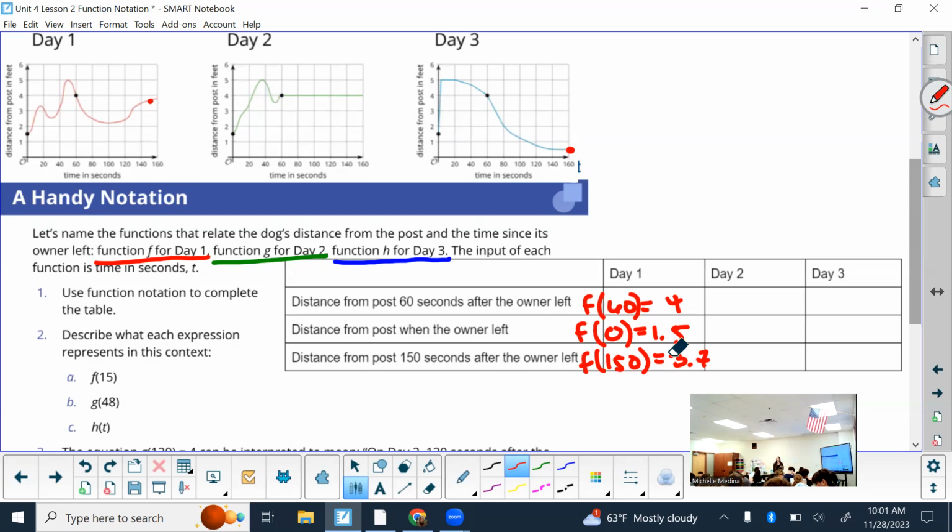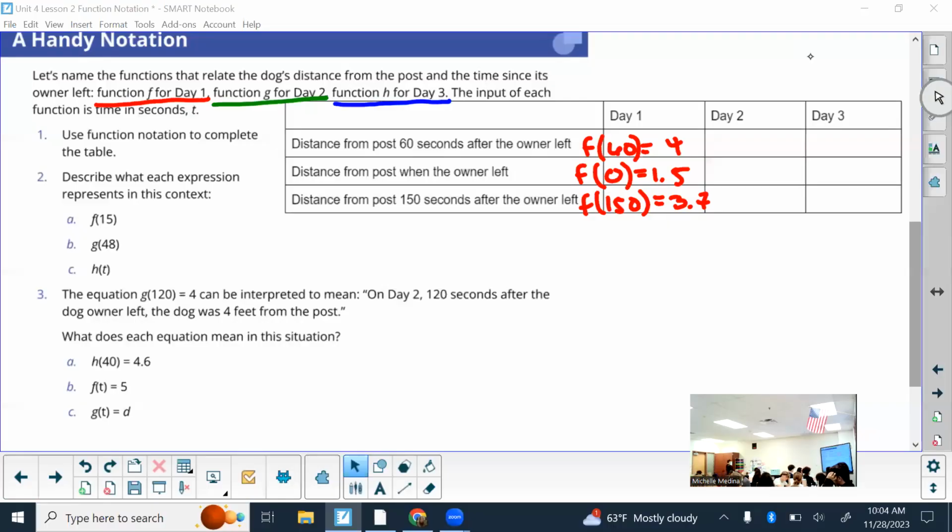Okay, so now you guys in your groups figure out how to write in function notation for day 2 and day 3. And then we'll go a lot faster, hopefully, this next time around. I'll give you 2 minutes to figure out the rest. So for day 2 and day 3, you're writing it in function notation. So how would I ask distance from the post 60 seconds after the owner left in function notation for day 2?